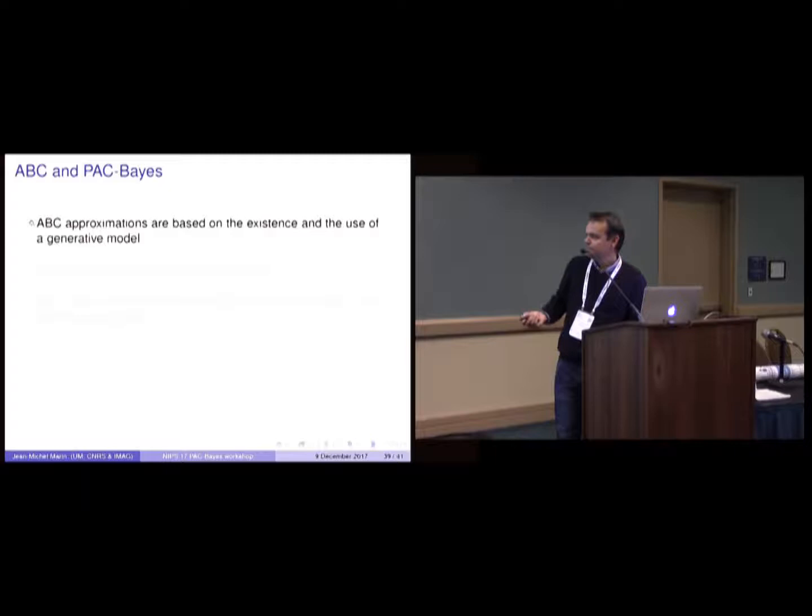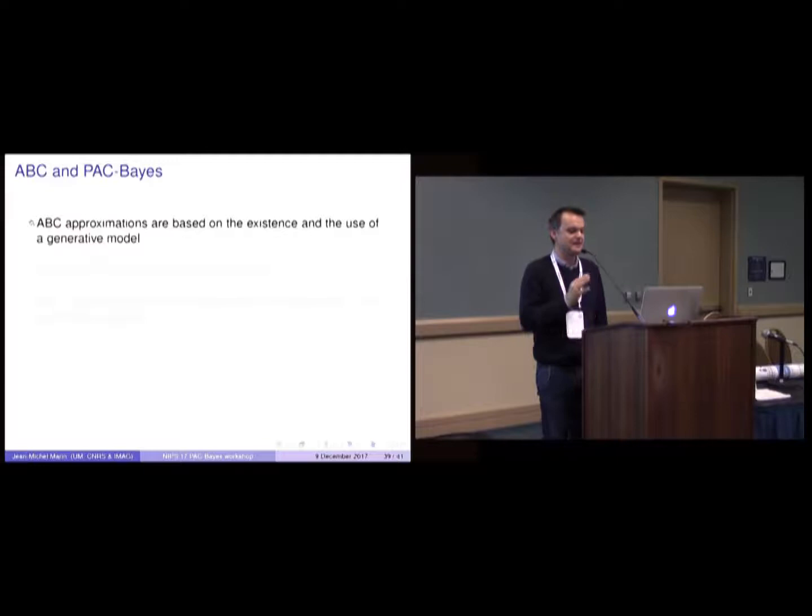Now, ABC approximations are based on the existence and the use of a generative model. I have a generative model and I use this generative model to simulate my learning set, my reference table. This is, in some sense, antithetical with the PAC-Bayes paradigm, where there is no explicit modelization of the observed data set.